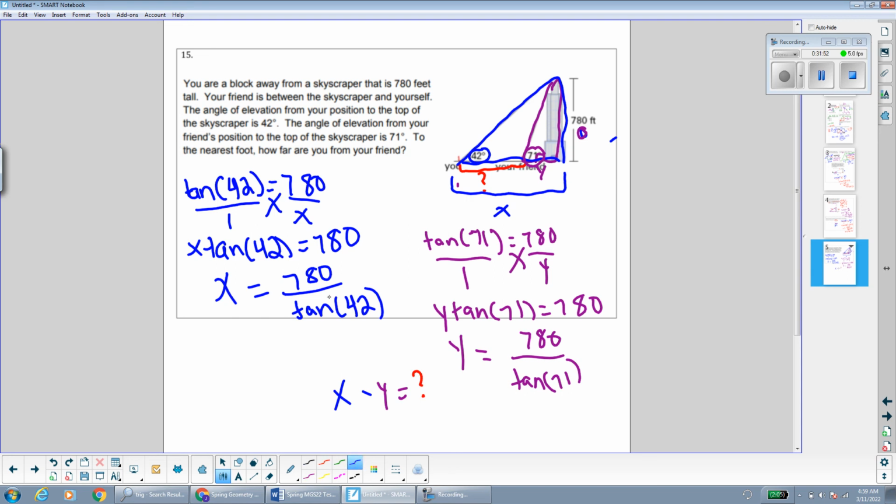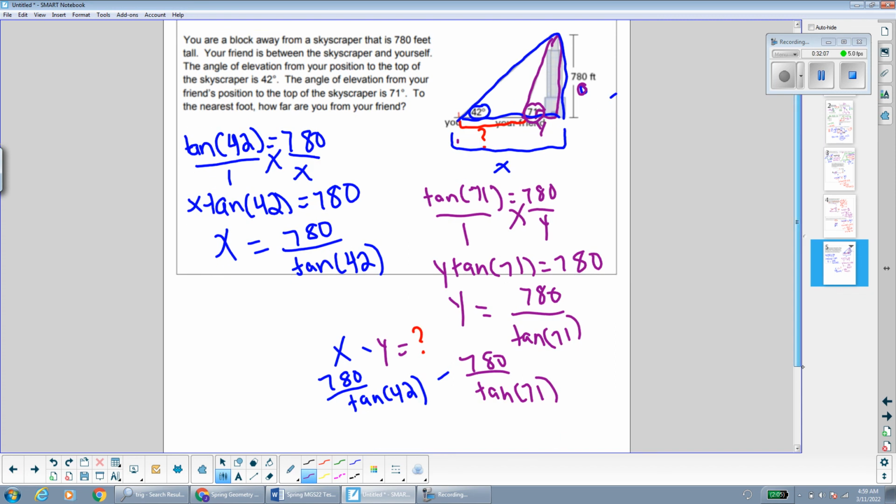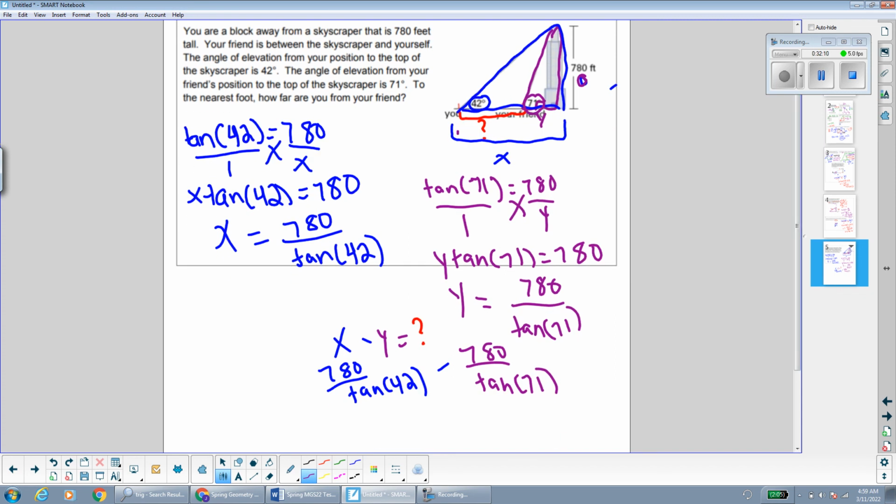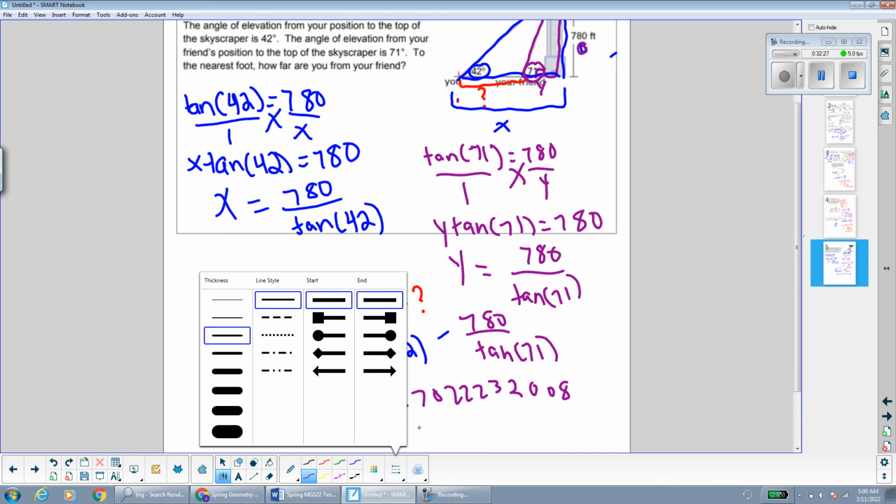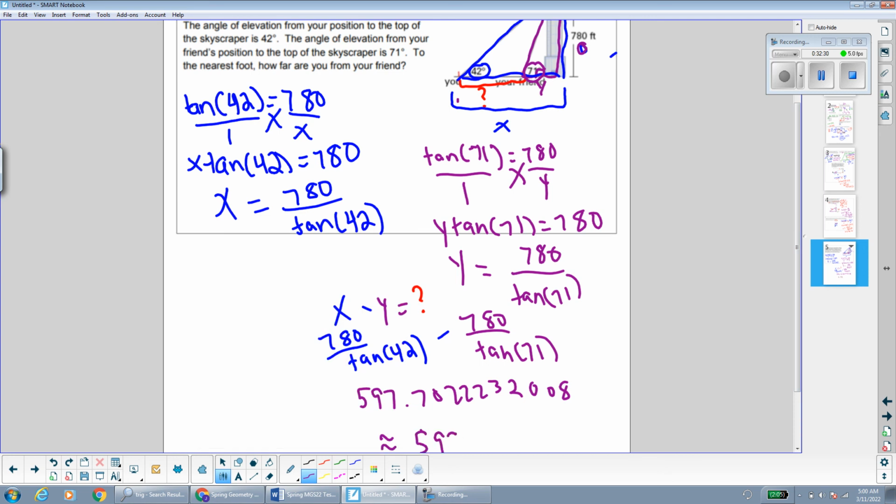So in my calculator, I can do x, which is 780 over tangent of 42, minus y, which is 780 over tangent of 71. If you enter that into your calculator and hit enter, we get 597.70222320008, and that rounds to approximately 598 feet, because the question does say to round to the nearest foot.